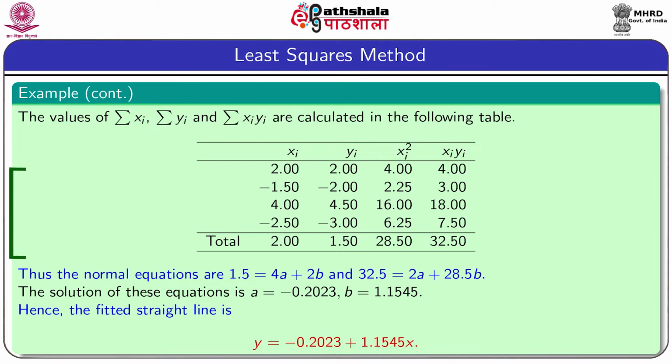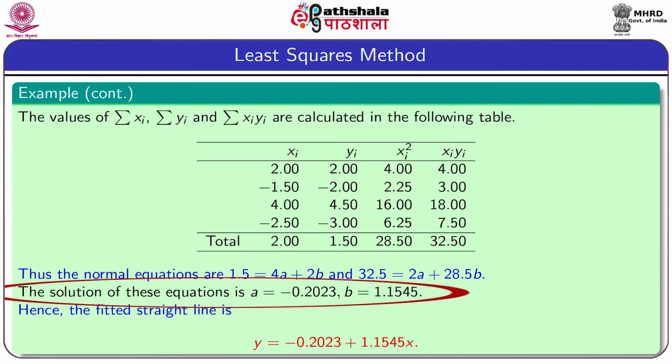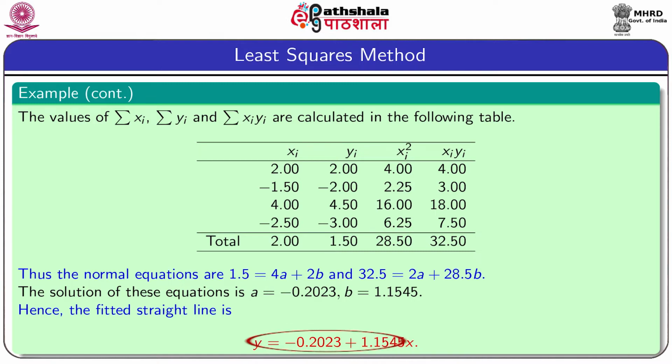So using these values, the normal equations are transformed to 1.5 equal to 4a plus 2b and 32.5 equal to 2a plus 28.5b. The solution of these equations is a equal to minus 0.2023 and b equal to 1.1545. Thus, the fitted straight line is y equal to minus 0.2023 plus 1.1545x. So, this is the final fitted straight line for the given sample points.